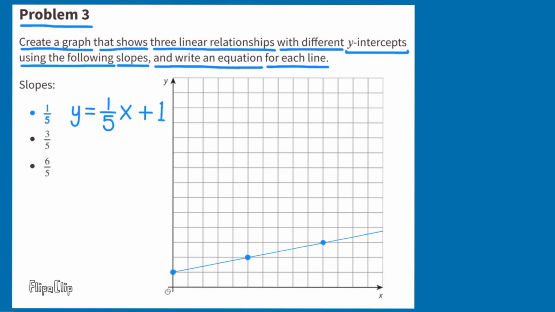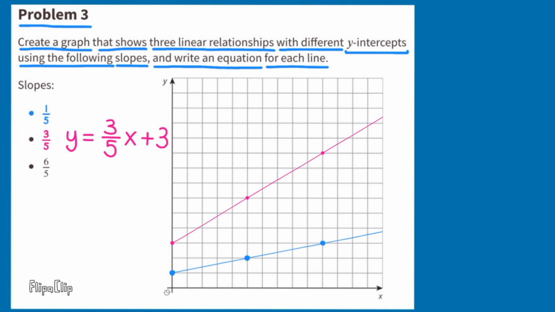The second slope is 3/5. So let's start out with y equals 3/5 times x. And let's make the y-intercept 3. So now the equation reads y equals 3/5 times x plus 3. Let's put another point by going up 3 and over 5. There's another point. Let's go up 3 and over 5 for a third point. And here's a look at a line that has a slope of 3 over 5.